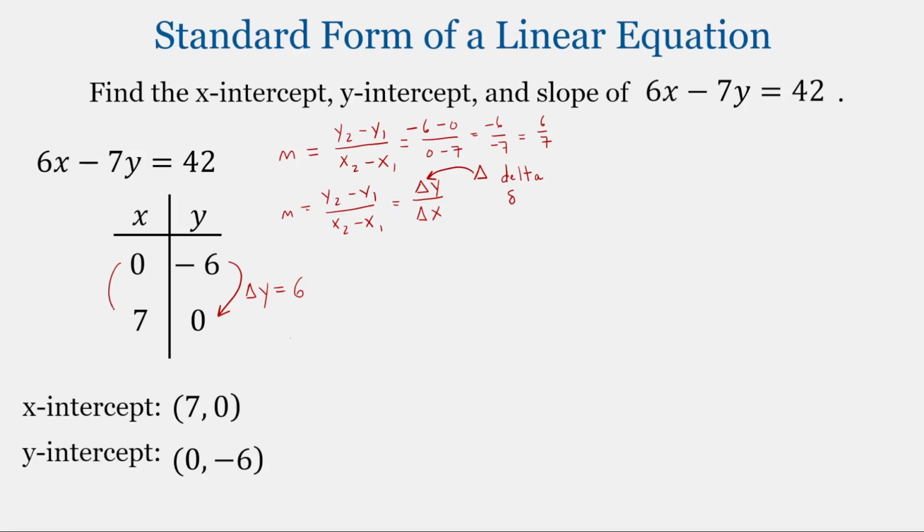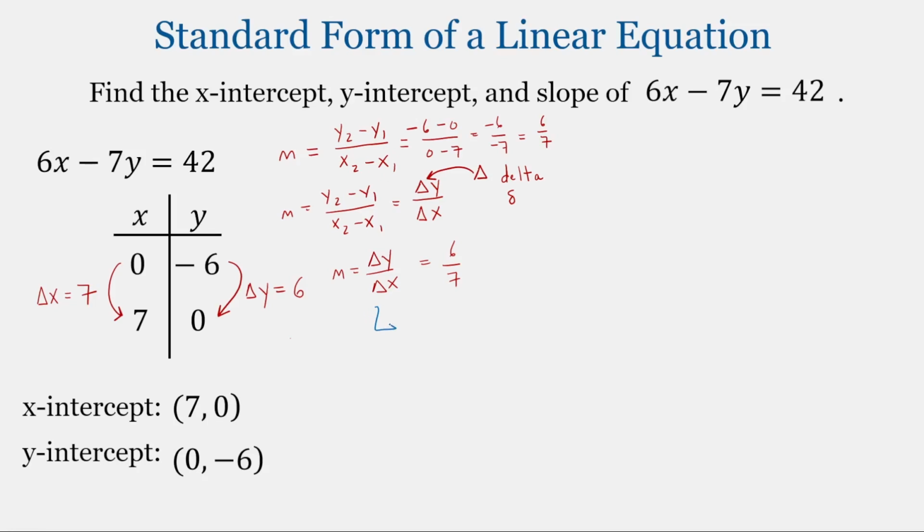We do the same with our x values going from point 1 to point 2. Our delta x, our change in x, was 7. So now we can look at slope and say, well, delta y all over delta x, that's equal to 6 over 7. And this is the same value we got when we use the formula for the slope of a line when we know 2 points on that line.